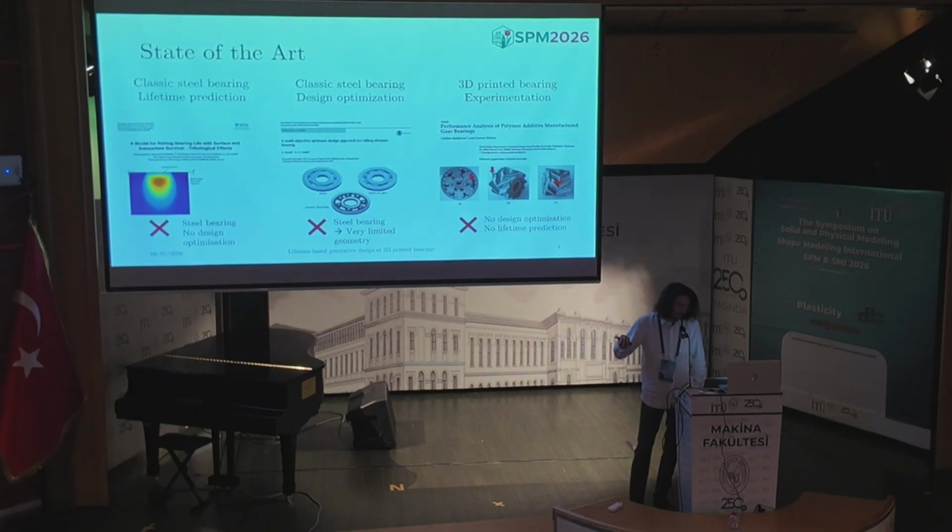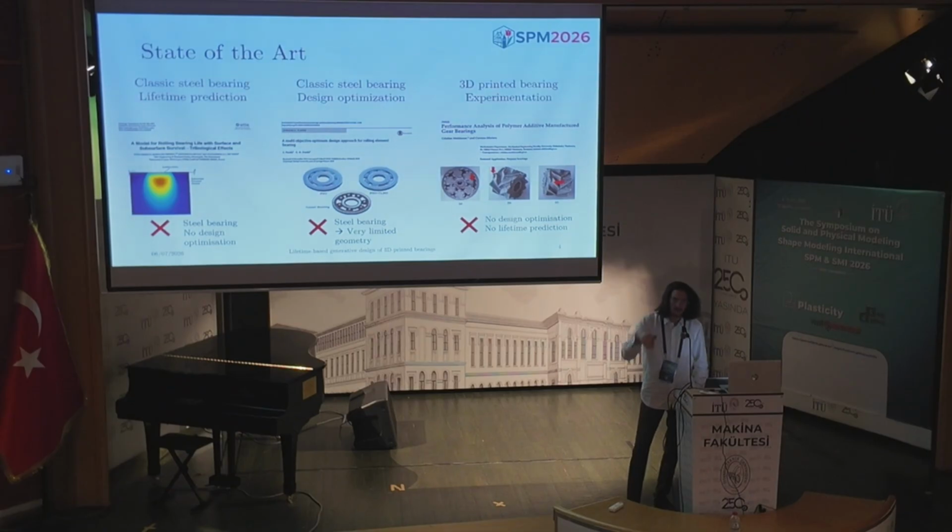There is another field, which is classic steel bearing design optimization. It is also steel bearings and with very limited geometry. For example, they just focus on the inner ring, inner race, or outer race of the rings. This is a really limited geometry deformation because of the manufacturing process, because we want it to be a ball bearing and easily manufactured with steel. So that's why the design optimization has a really small design space.